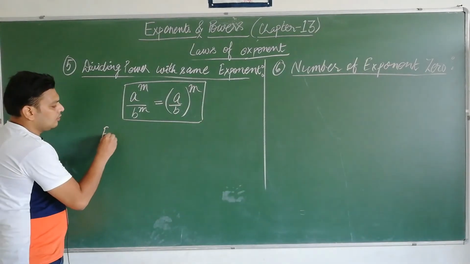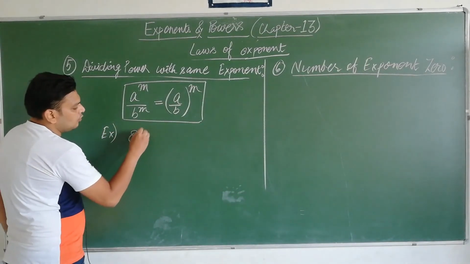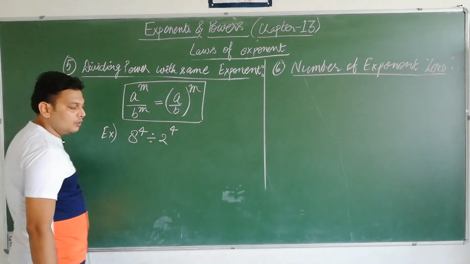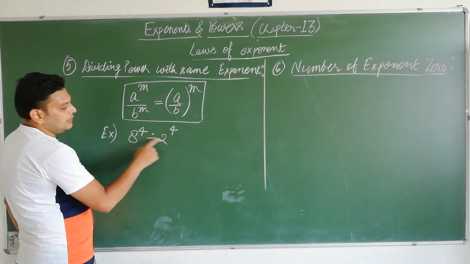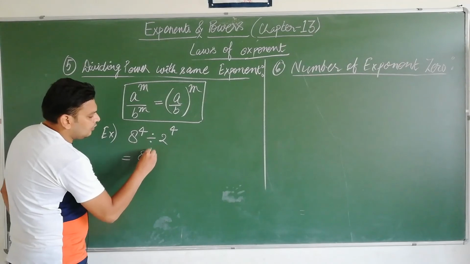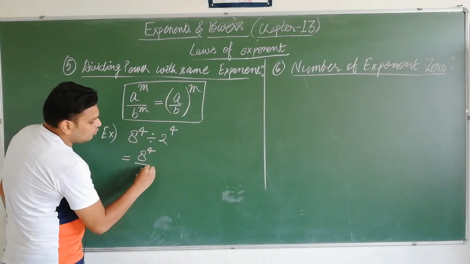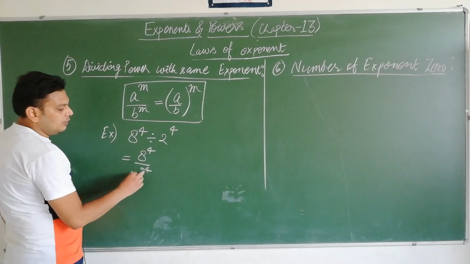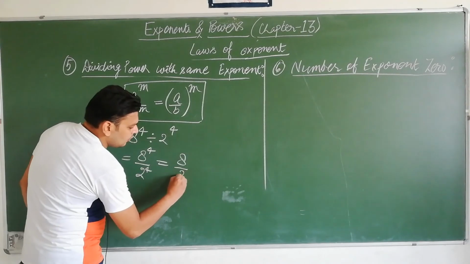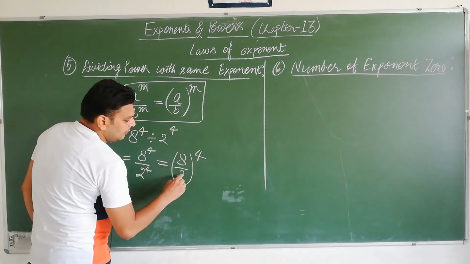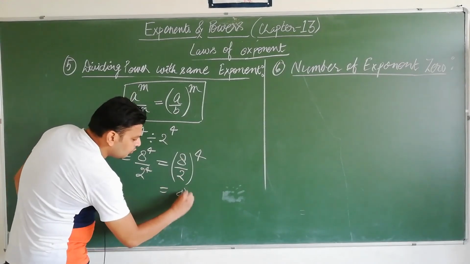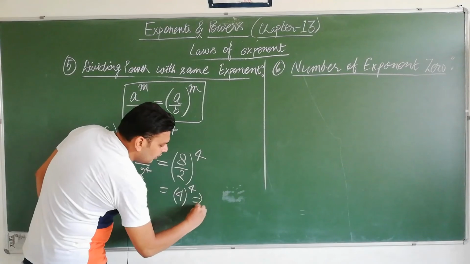In an example, 8 to the power 4 divided by 2 to the power 4. Okay, so we can see that the base numbers here are different but their power is the same. So what we will do is divide the base numbers and the power will remain as it is. Okay, so 8 divided by 2, to the power 4. 8 divided by 2 will be 4, so 4 to the power 4 is our answer.